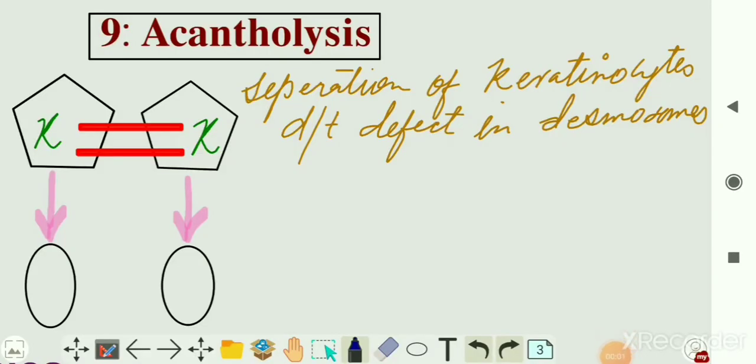This is Adil. Today I am going to talk about another histopathological finding, that is acantholysis. Acantholysis is a separation of keratinocytes due to defect in desmosomes.